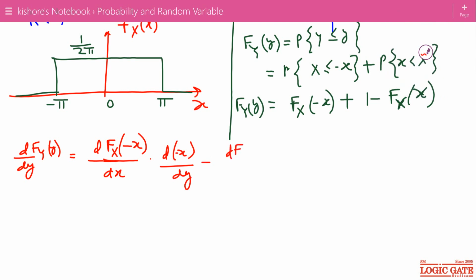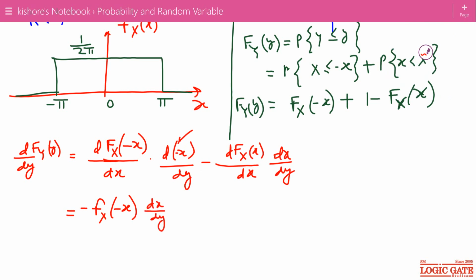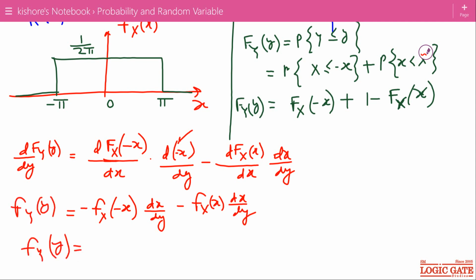minus differentiation of the CDF of random variable x with respect to x, and dx by dy. This will be the PDF of random variable x, f of minus x, with negative sign because of this minus sign, dx by dy, minus the PDF of x, dx by dy. So the PDF of random variable y is minus of fx plus f of minus x divided by dy by dx.